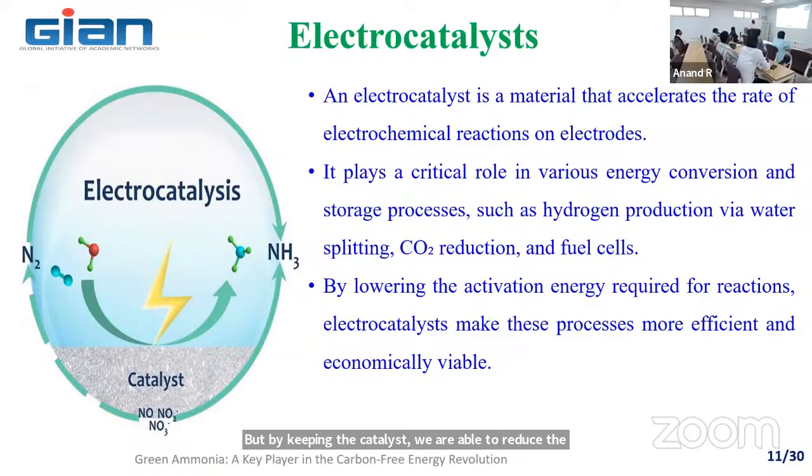So if the catalyst is not there, you need to provide more energy from the surroundings. For the proven catalyst, something like the Haber-Bosch process, we are using a ferrous kind of catalyst. The purpose of the catalyst is to ensure that minimum energy is used for producing the ammonia. So the catalyst plays a major role for any kind of electrolysis as well as ammonia generation. So an electrocatalyst is a material that accelerates the electrochemical reactions on electrodes. That means it will accelerate the process.